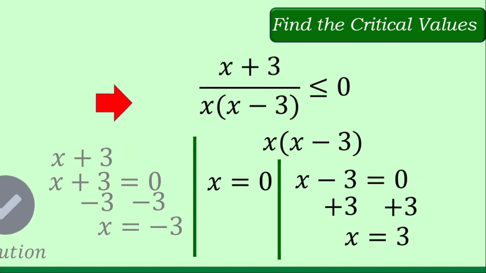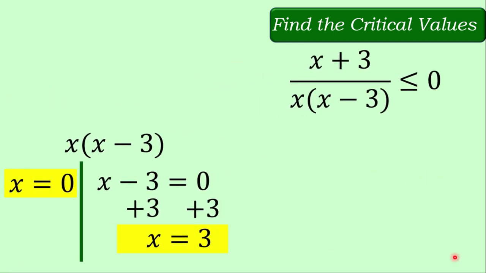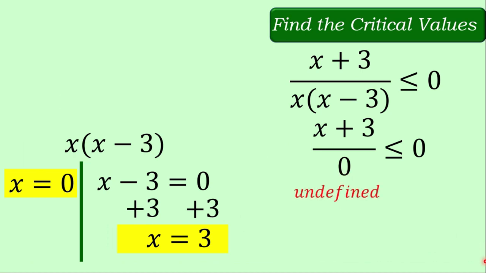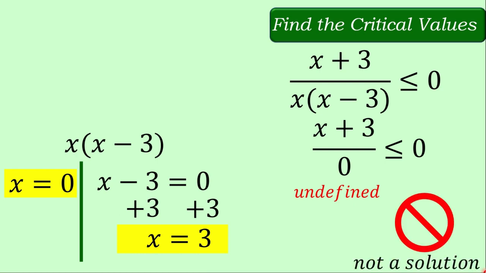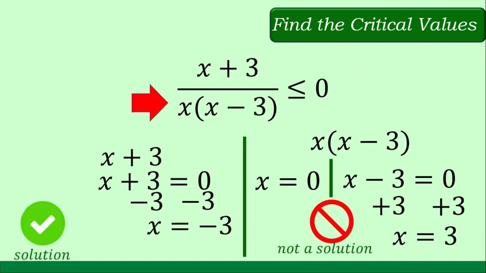Let's use those values and substitute them in our original inequality. Substituting these values will make our denominator 0. When it's 0, that means it's undefined. Again, any number divided by 0 is undefined. That means these two numbers, 0 and 3, are not part of the solution. Not a solution. Let's keep this in mind. Let's put it in our solution right here. We already have 3. So we have negative 3, which is the solution.